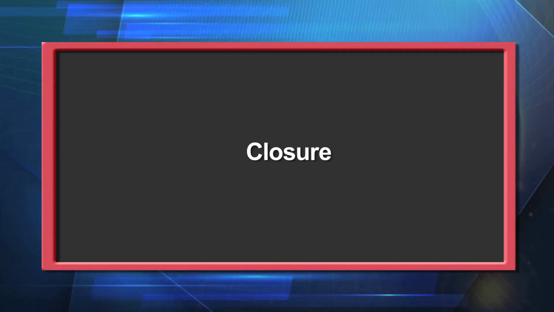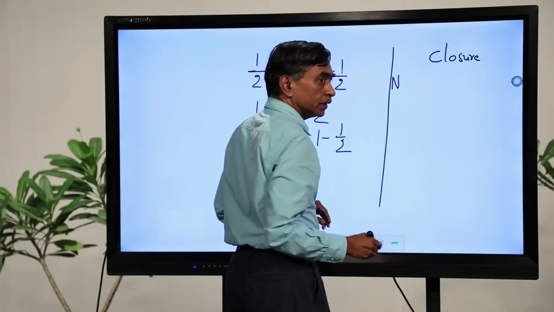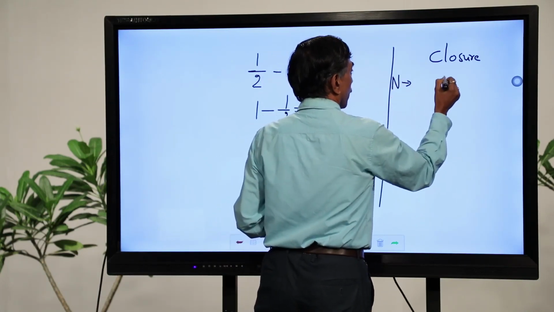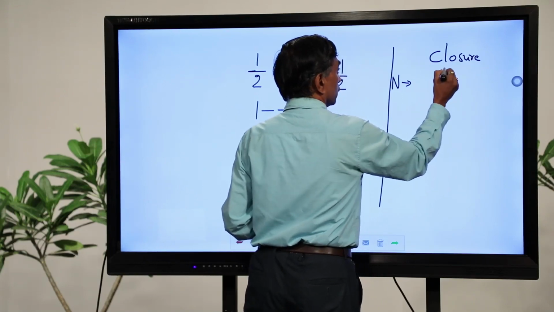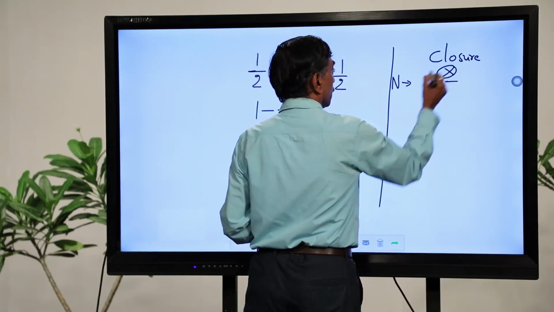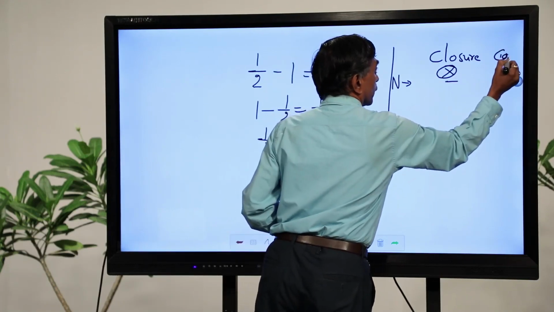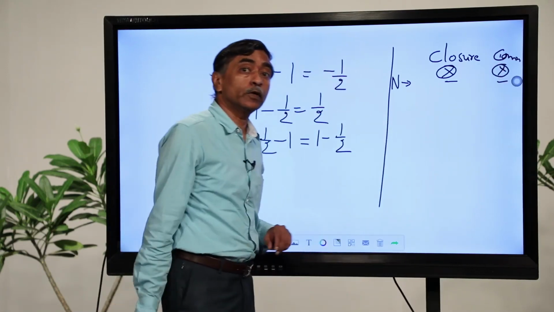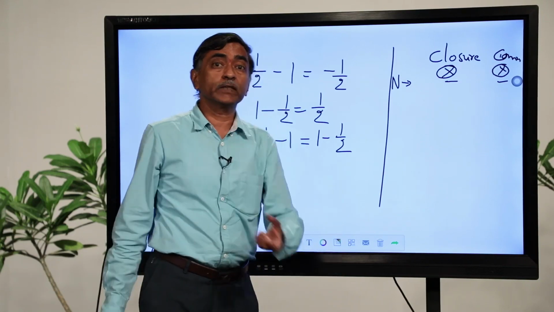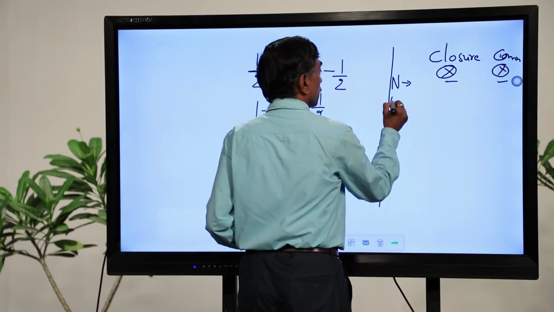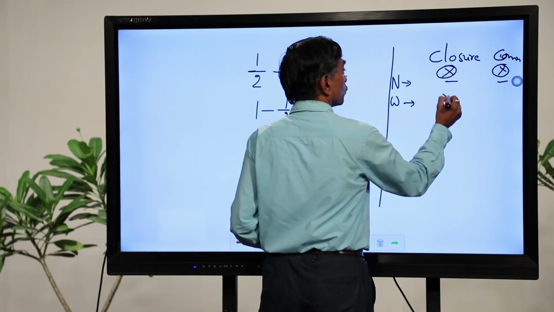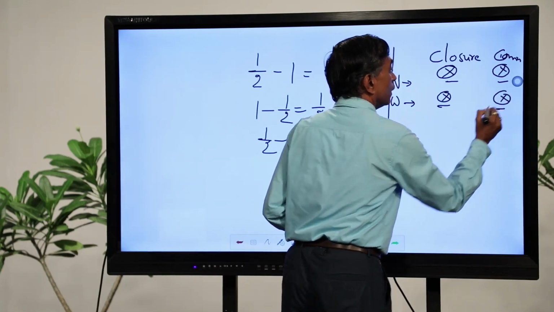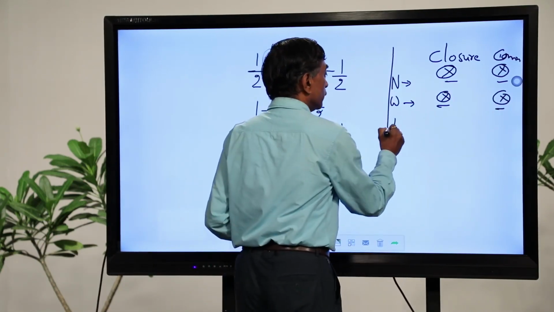In the case of closure, natural numbers, I will denote them by just the letter N to be brief. Natural numbers were not closed under subtraction, and under the same operation they were not commutative as well. I just want to give you a brief picture of what we have done till now. Similarly, whole numbers were not closed under subtraction, and they were not commutative as well. What about integers?